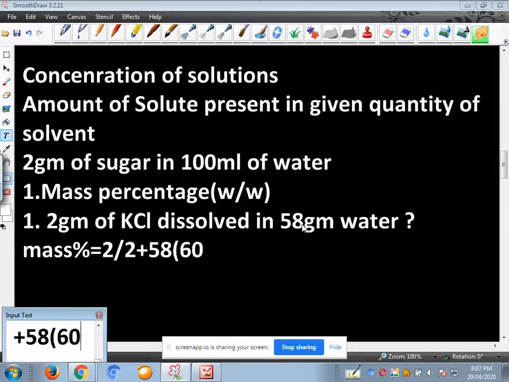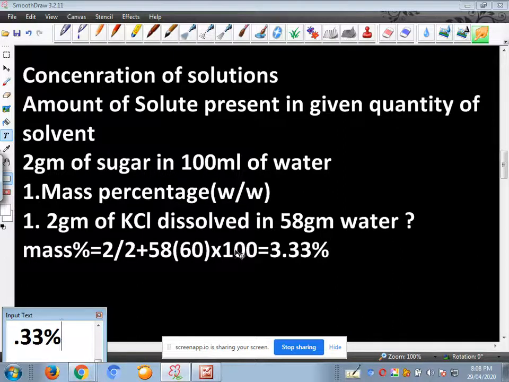So we take 2 divided by 60, and multiply this by 100. You can calculate; I am also calculating. It is nearly equal to 3.33 percentage. So the mass percentage of 2 gram of KCl dissolved in 50 gram of water is 3.33 percentage.